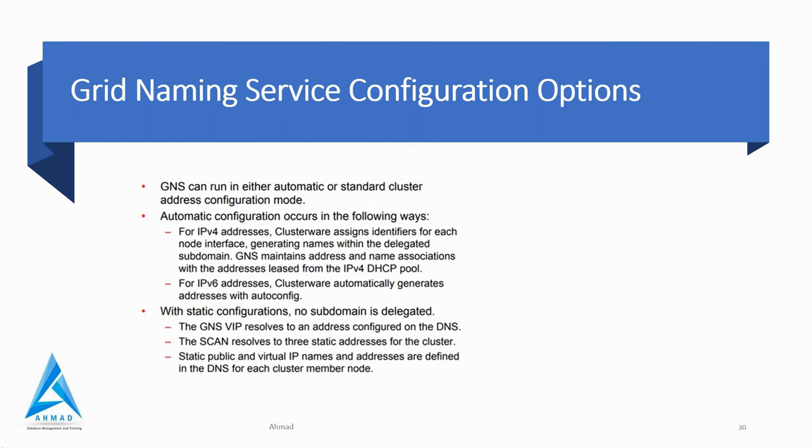So GNS VIP resolves to an address configured on DNS, and this can resolve the three static addresses for the cluster, and static public and virtual IP names and addresses are defined in the DNS for each cluster member node. So this is the naming service configuration option.